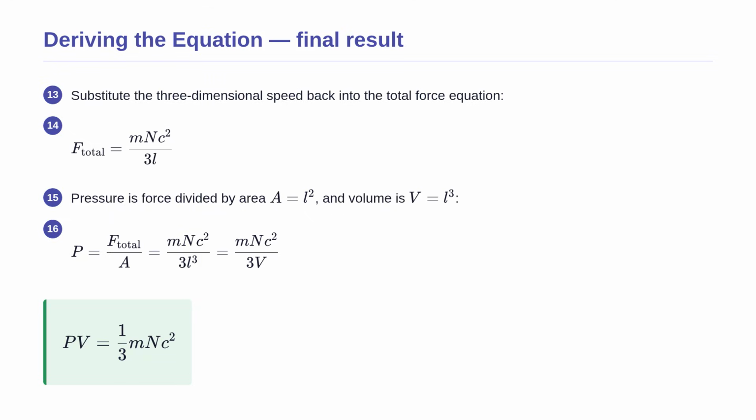Pressure is defined as force divided by area. The area of one wall is L squared, so dividing our force by this area gives L cubed in the denominator. Finally, we recognize that L cubed is exactly the volume of our cubic box, V. Multiplying both sides by V gives us our final result, the famous kinetic gas equation. We have successfully bridged the microscopic and macroscopic worlds.